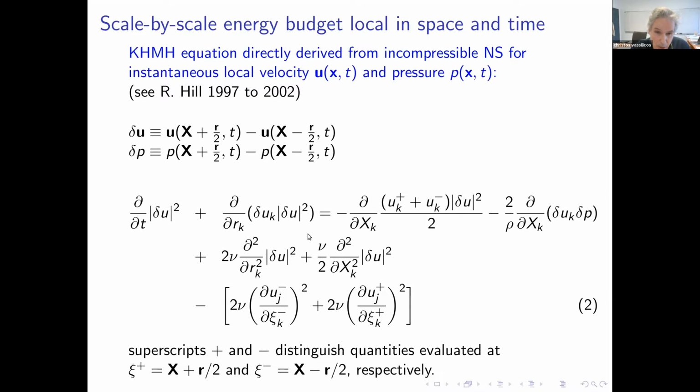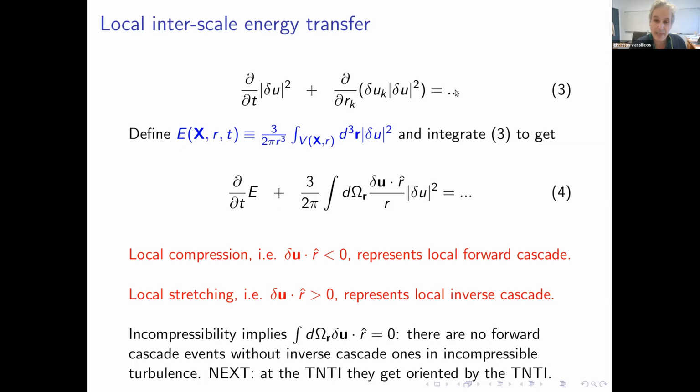So I will concentrate attention on this term here, which expresses the cascade, the interscale transfer, as opposed to this one, which is interspace transfer, if you like. So I'll rewrite it equals all the dots. The dots are all the other terms. So here the dots will be the pressure velocity term. We will have the spatial transport, diffusion, dissipation.